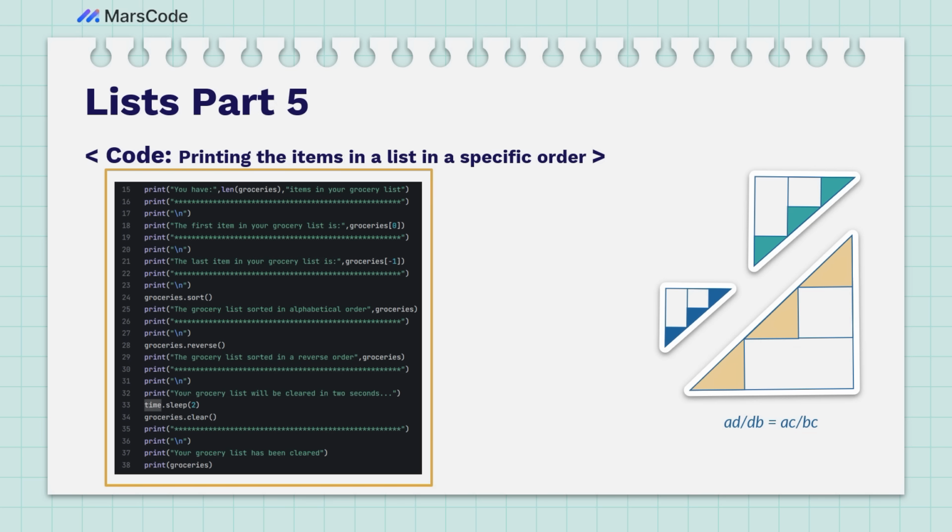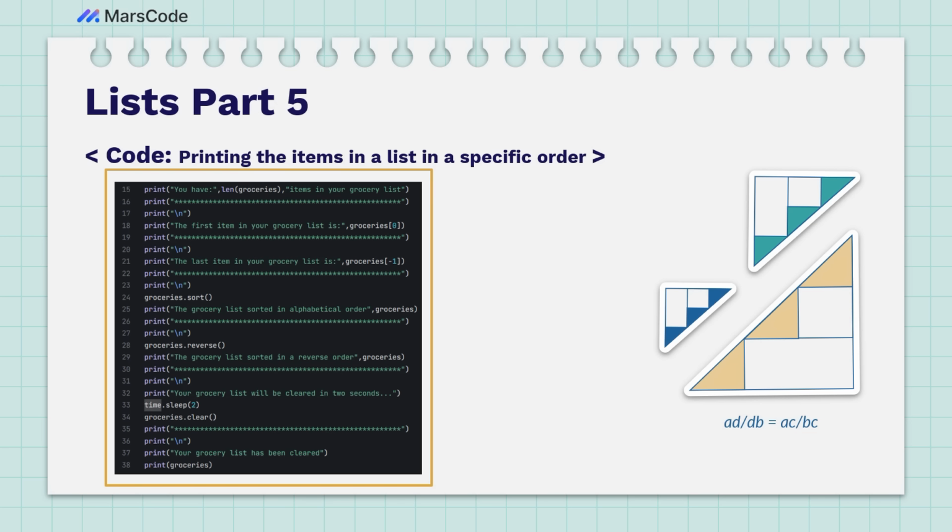Now afterwards on line 24, I'm using a different method and I'm saying groceries.sort. So after basically printing the first and last item, I'm now sorting that list. And remember how it sorts. It just basically sorts in an ascending order. And then on line 25, I'm basically printing out the list because I'm saying the grocery list sorted in alphabetical order and I'm calling that list grocery. So I'm printing it out.